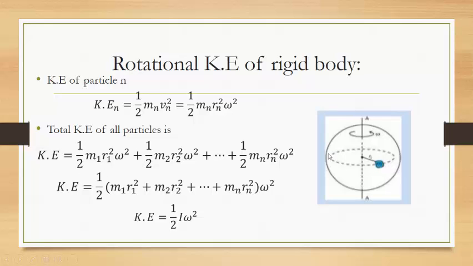1 by 2 is common among all terms. Similarly, omega is common among all terms. So we have taken 1 by 2 and omega square as common, whereas the terms inside brackets represent the moment of inertia of particle 1, moment of inertia of particle 2, and so on. At the end we get moment of inertia of nth particle. So when we add all these individual moments of inertia, we get total moment of inertia. So kinetic energy will be half I omega square. This is our desired relation which was to be derived here.